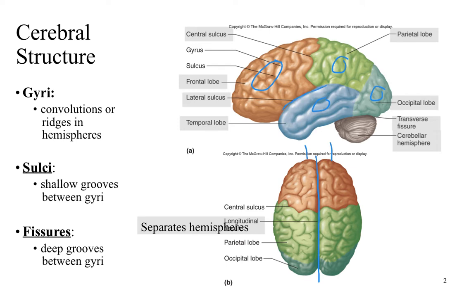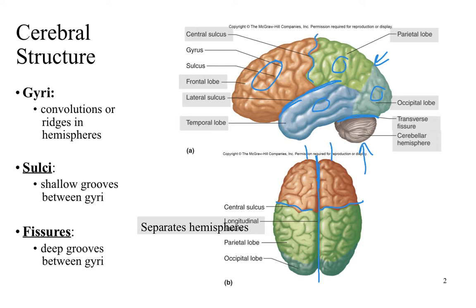A couple of the separation points to take note. We have right here the lateral sulcus, and that separates the temporal lobe from the frontal and parietal lobes. We've already talked about the longitudinal fissure right here. Here we have the transverse fissure that separates the cerebrum, which is what we've been talking about, from the cerebellum, which means little brain, sitting just inferior and posterior to the cerebrum. And then probably what I consider the most important is the central sulcus right here in the middle. You can see it here on this bottom picture and here on the top picture.